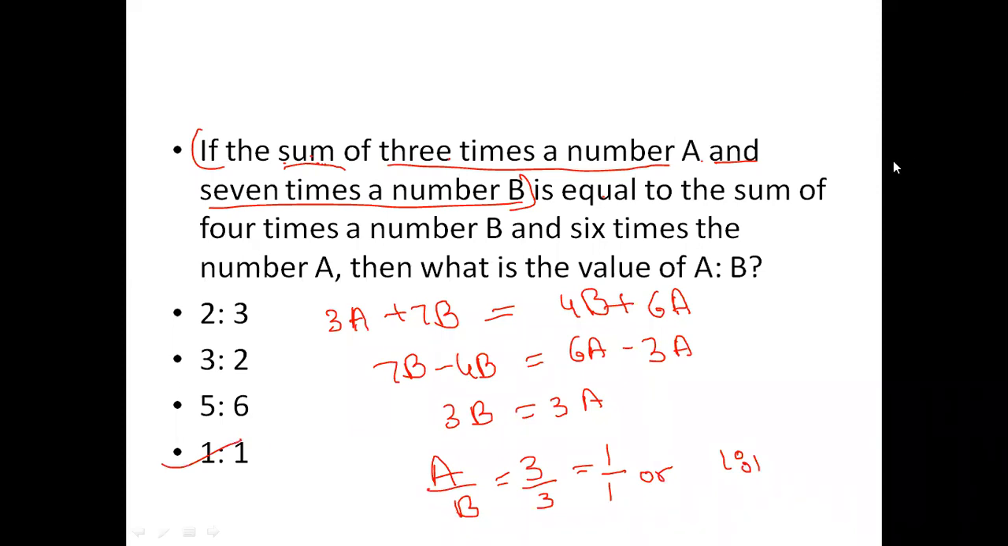The expression they have written in the form of a statement, guys: the sum of 3 times of a number A and 7 times of a number B is nothing but 3A plus 7B. If you see the left hand portion, 3A plus 7B, that is the representation of the statement given. 3 times of A is 3A plus 7 times of B is 7B. Sum means addition. So that is equal to 4 times of a number B, which is 4B, and 6 times of a number A, which is 6A. So just rearrange the terms, meaning A to one side and B to one side, and you can find out the ratio of A is to B. What's the answer? 3 by 3, which is equal to 1 by 1. Option D. Is that clear, students?